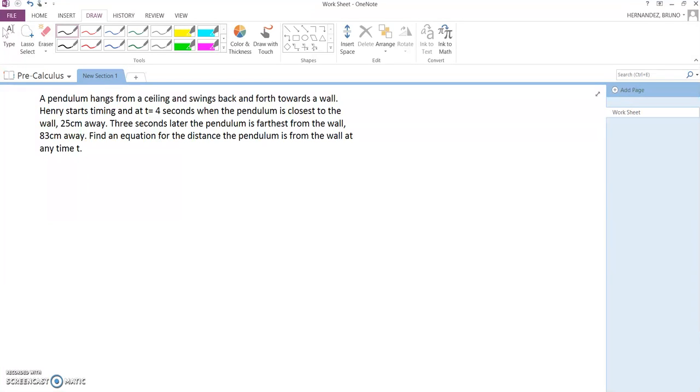So here it says, a pendulum hangs from the ceiling and swings back and forth towards the wall. Research timing starts at t equals 4 seconds, when the pendulum is closest to the wall, 25 centimeters away. So that indicates that our starting point is at 4 seconds and at 25 centimeters away, which is our minimum. 3 seconds later, the pendulum is furthest from the wall, 83 centimeters away, which is our max.